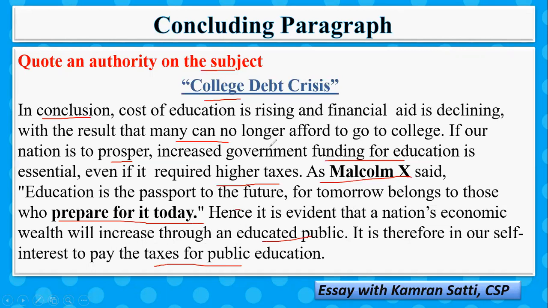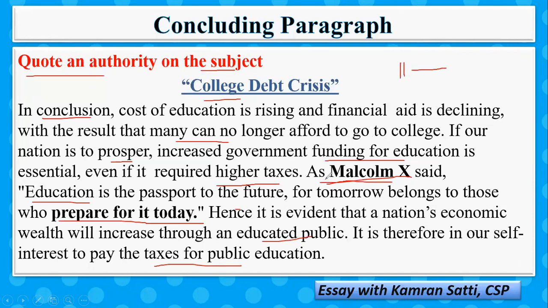So, here we have used the fourth approach. We have quoted an authority on the subject. We have quoted Malcolm X, who was an advocate for the rights of black people. His sole emphasis was to educate the black people so that they can come at par with the white folks. Okay, so we have quoted an authority, someone who is recognized for his efforts on something.